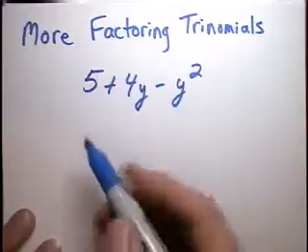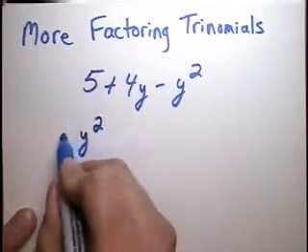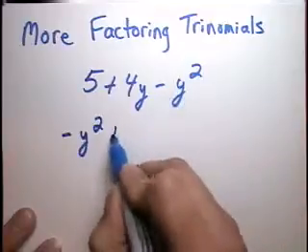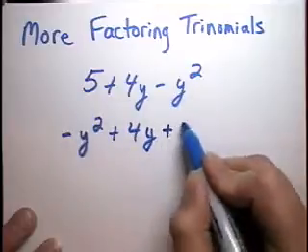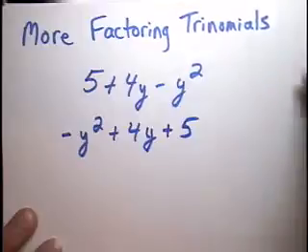So let's rearrange this. Let's move the y squared to the beginning, but we also have to bring the negative sign along because it goes with that term. The plus 4y is going to stay in the middle, but I need this 5, which is a positive 5, to be at the end. So now I have my three terms in the given form that I need in order to use this method.